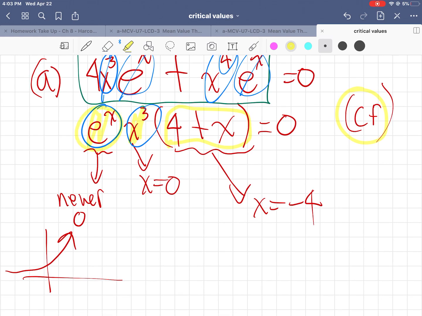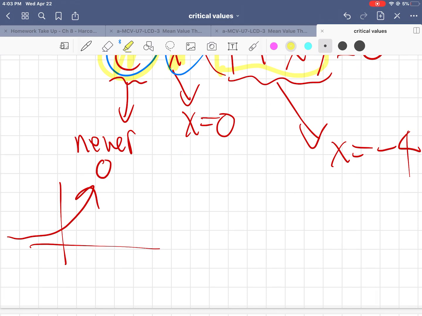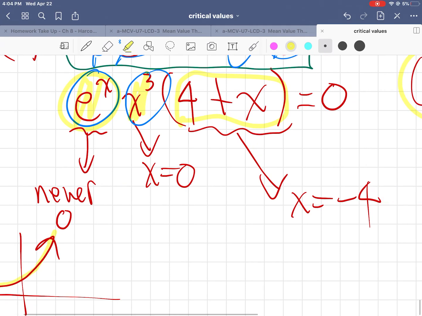So e to the x, is it ever 0? Well, draw a graph. Remember that refers to a y value. There's your graph. It's asymptotic. So it never is 0. So there's no solution for e to the x equals 0. What about for x cubed equals 0? Well, it's 0 if x equals 0.